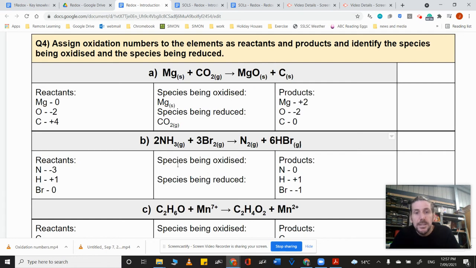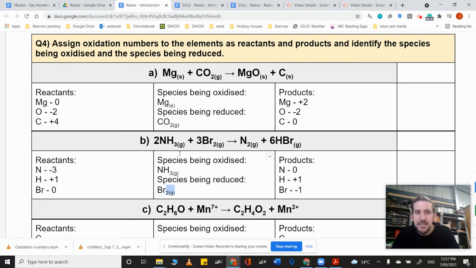Anyway, what is being oxidized? Well, oxidation comes from an increase in oxidation number. So therefore, nitrogen here was -3. Now it is 0. So what's being oxidized? It is the ammonia. That species is being oxidized. What's being reduced? Reduced is a reduction in oxidation number. So therefore, our bromine went from 0 down to -1. So Br2 gas is going to be our thing being reduced.